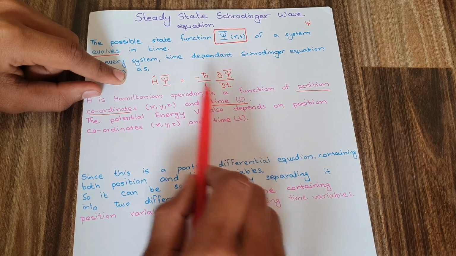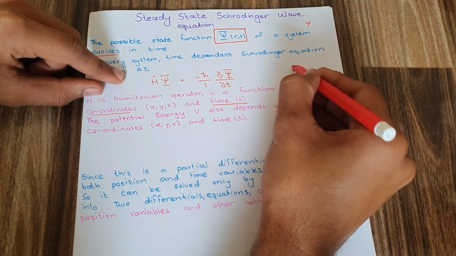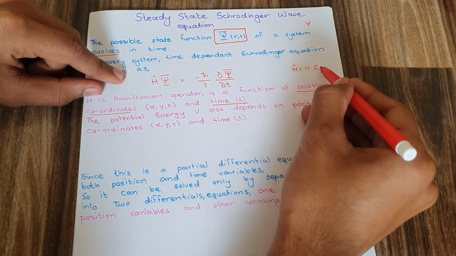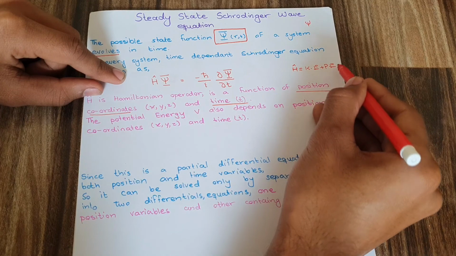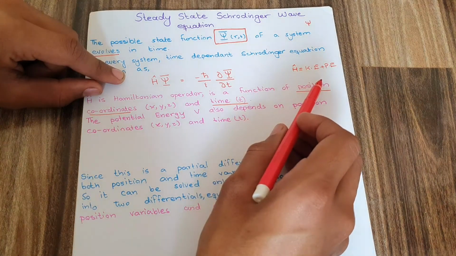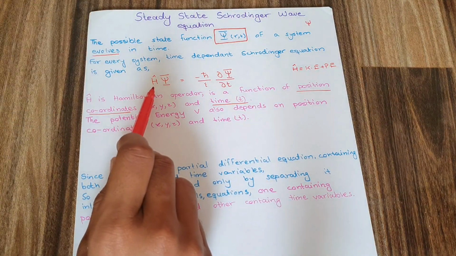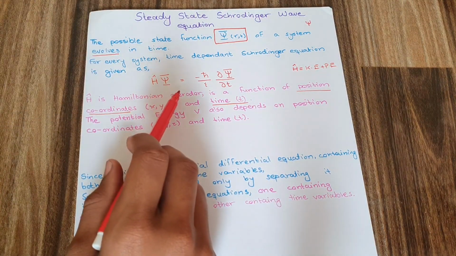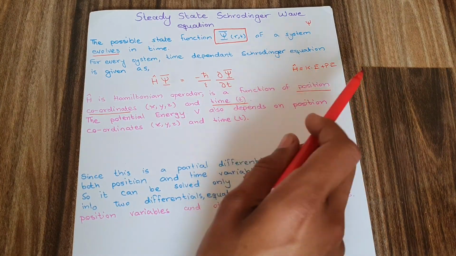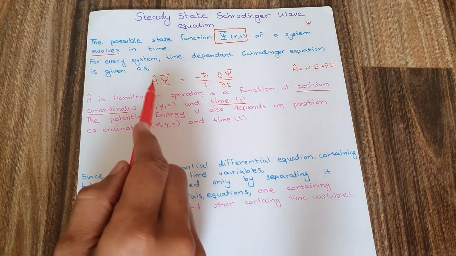As you know, what is the value of the Hamiltonian operator? The Hamiltonian operator is equal to kinetic energy plus potential energy. So what we are going to do is plug in the final value of the Hamiltonian operator. What we have to do is write the value of the kinetic energy operator and the potential energy operator and put the value of the Hamiltonian operator as a whole here.